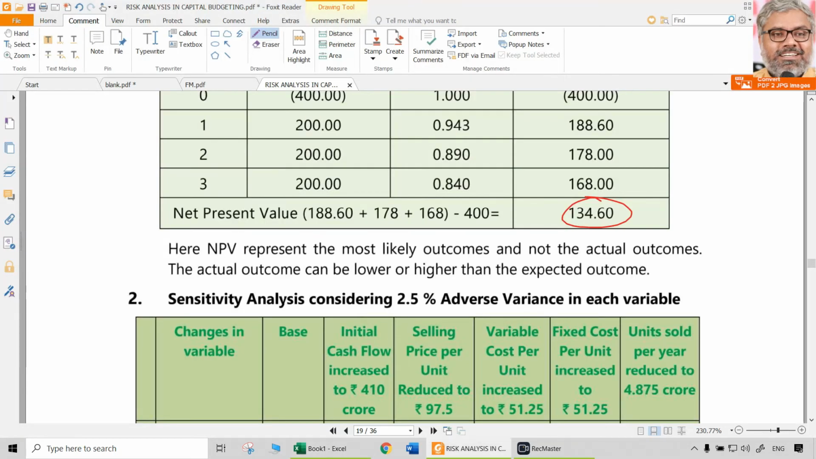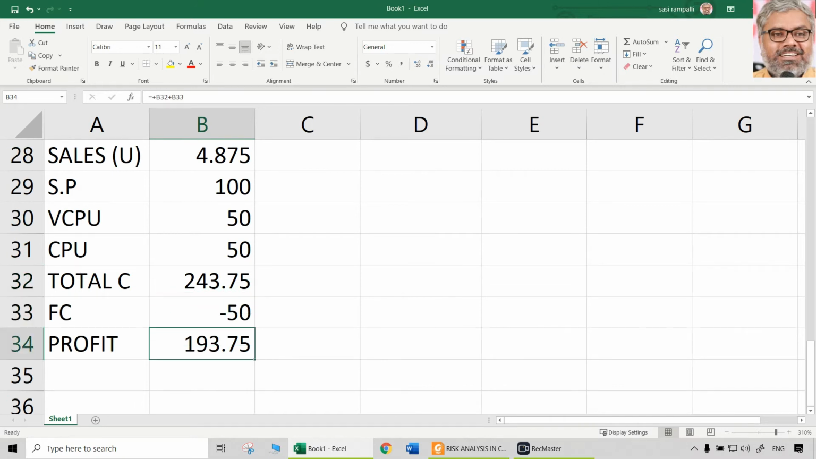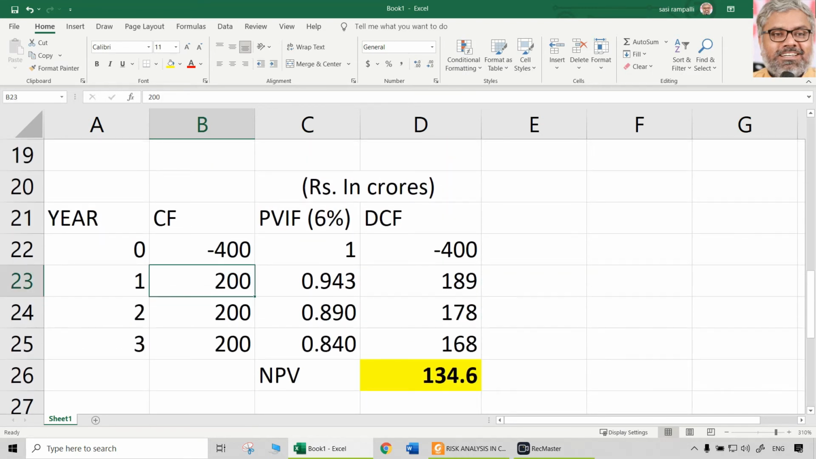How much? Minus 2.5%. So let us start with sales number of units. Originally projected number of units was 5 crores. If a 2.5% decline in that happens, then sales in number of units will be only 4.875 crores. Once you have already calculated the contribution per unit, you don't need to show everything once again. Selling price, variable cost per unit, contribution per unit, everything will be the same. Total contribution will change because sales units is no longer 5 crores, it is 4.875 crores. Because of that, total contribution changed, fixed cost remains the same, profit has changed, and the cash flows have now changed to 193.75. So change it here.